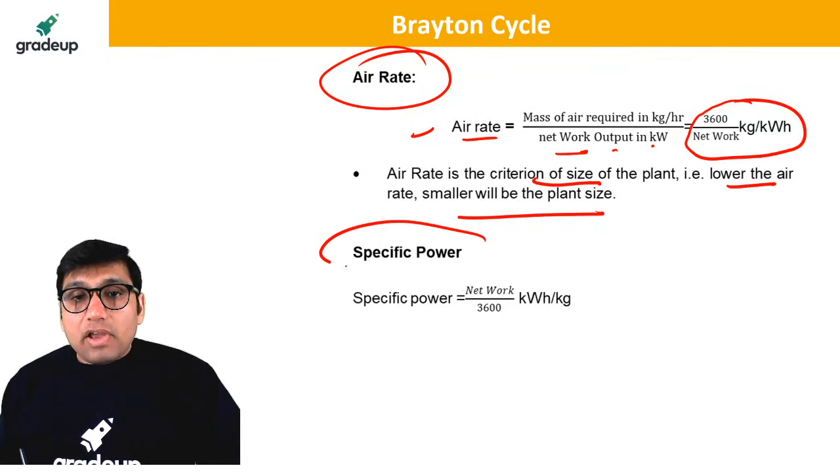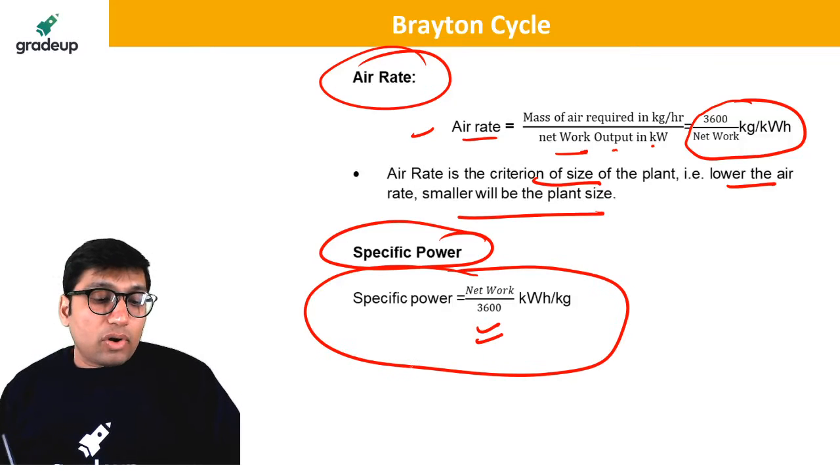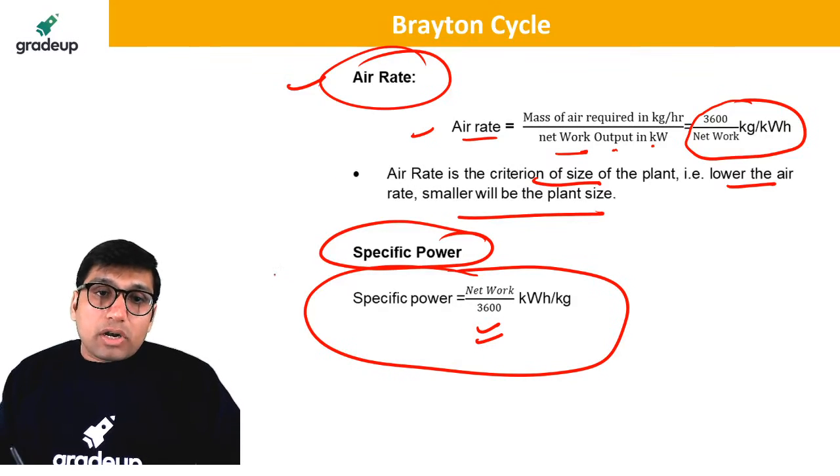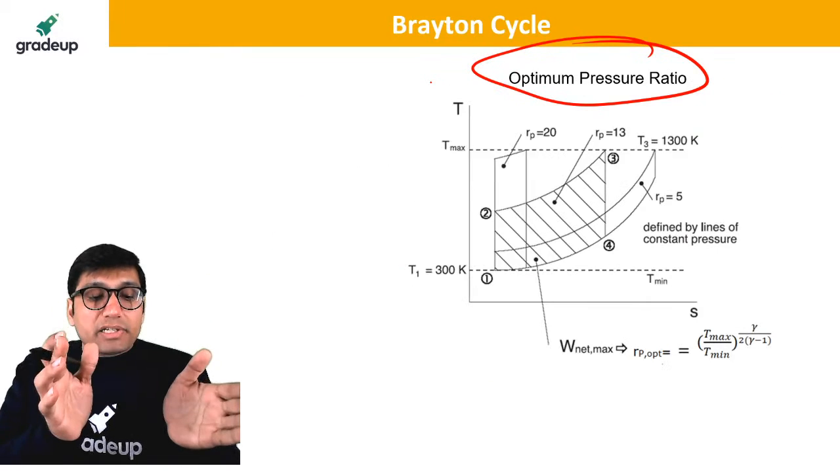Specific power is equal to net work divided by 3600. That is called specific power. So these are some important formulas that you have to remember. Now this is a very important condition of optimum pressure ratio.